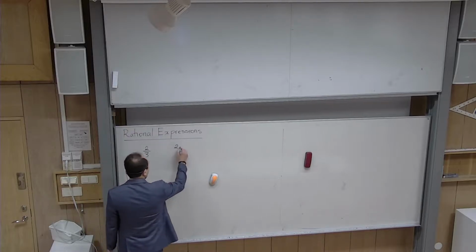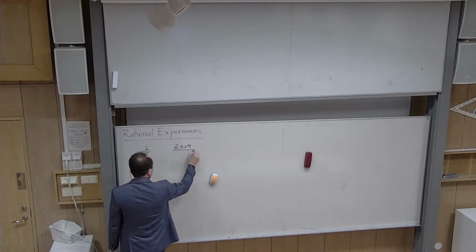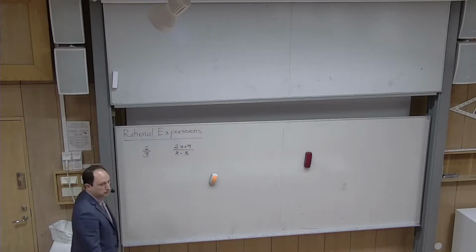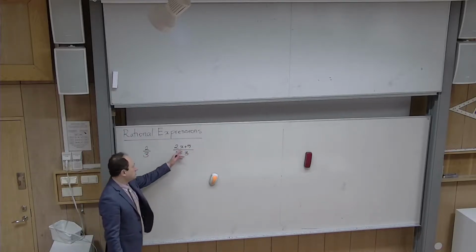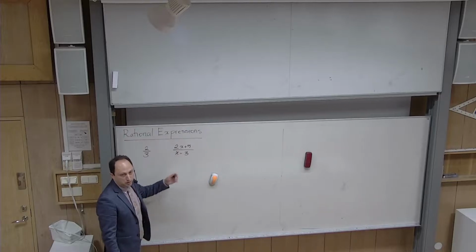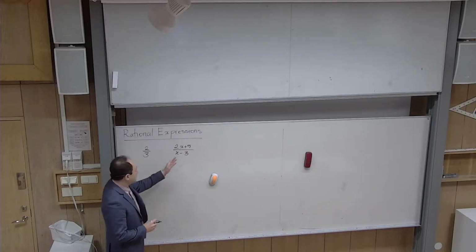For example, 2x plus 5 over x minus 3. This is a rational expression in one variable. It's a fraction, its numerator and its denominator are polynomials. Okay? Of course, there are some limitations.